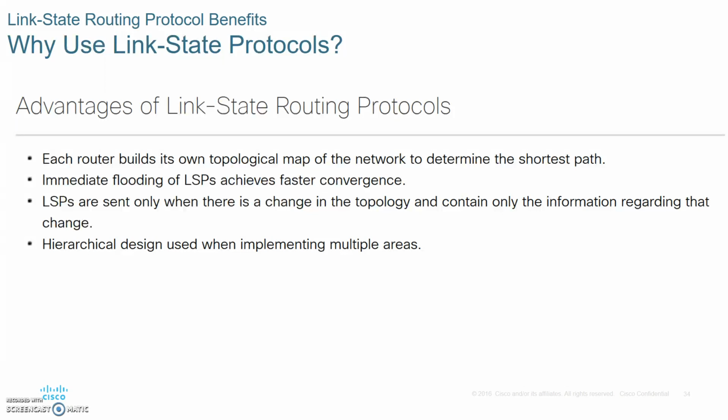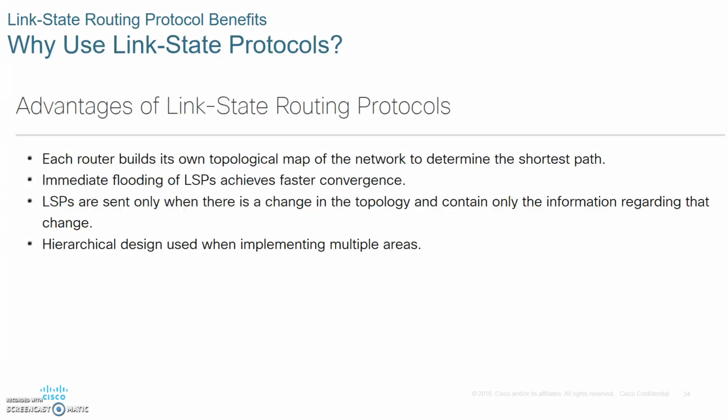Okay, the second advantage is that the immediate flooding of the link state packet will achieve faster convergence. That's why link state routing protocols can be used for a bigger network. Because every router, when it receives the packet, will immediately flood the link state update to other routers. They will not do any processing. So the immediate flooding allows the routers to quickly achieve convergence so that every router has the same link state database.